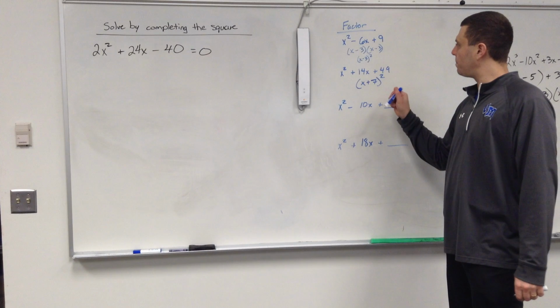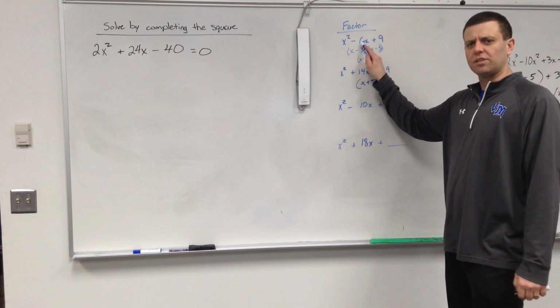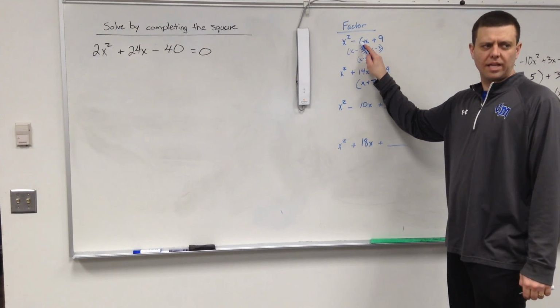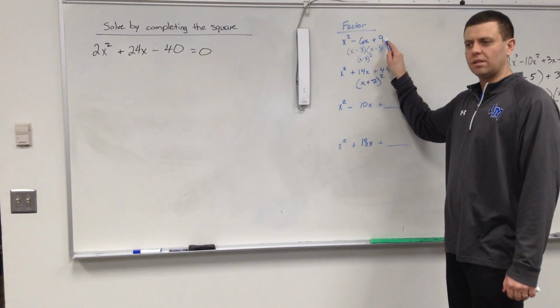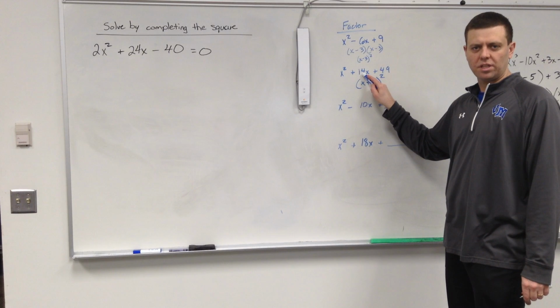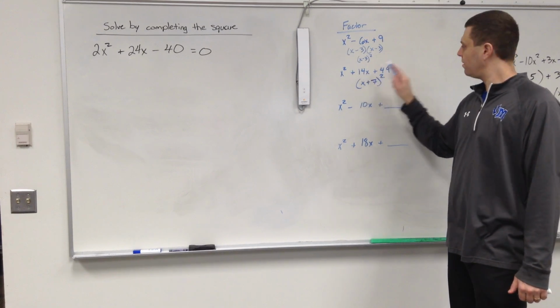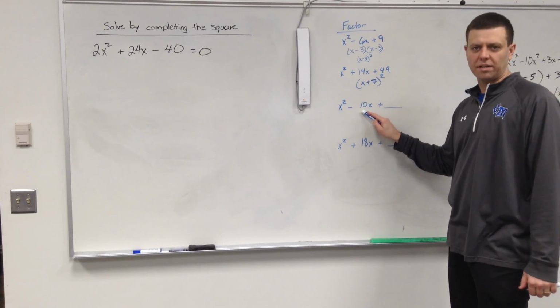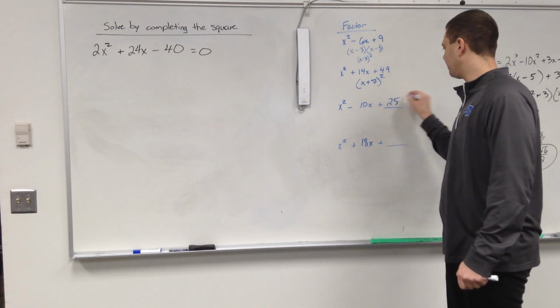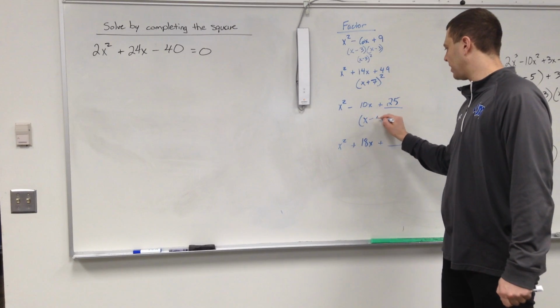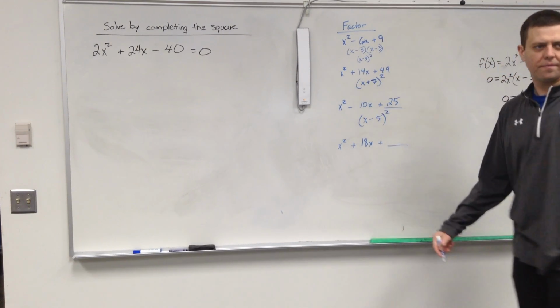If you look back up here, what's half of negative 6? Negative 3. Square that. What's negative 3 times negative 3? 9. What's half of 14? 7. Squared, 49. What's half of negative 10? Negative 5 squared, 25. So it would factor to x minus 5 quantity squared.